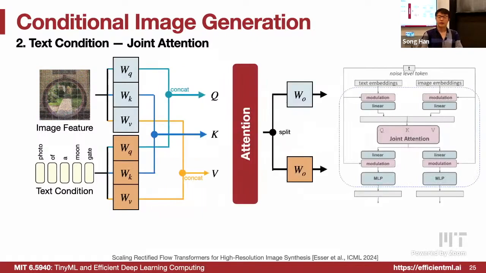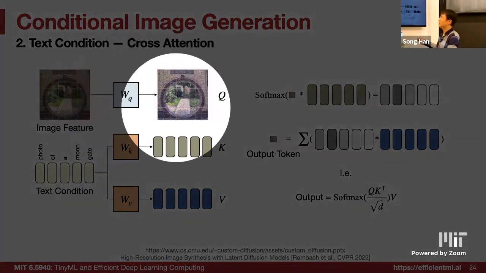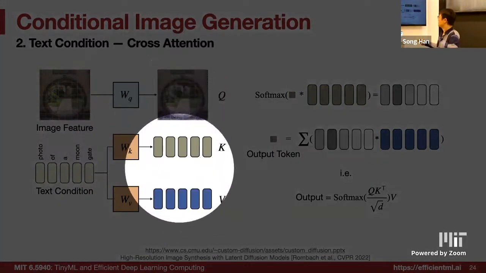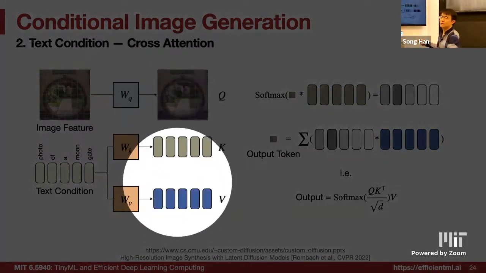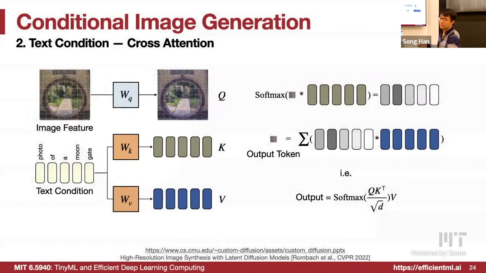There's another way, which is joint attention. In the previous method, are they symmetric? Actually, language and image are not symmetric. The image is treated as the query. The language is treated as the key and the value. So the language and image are not symmetric.